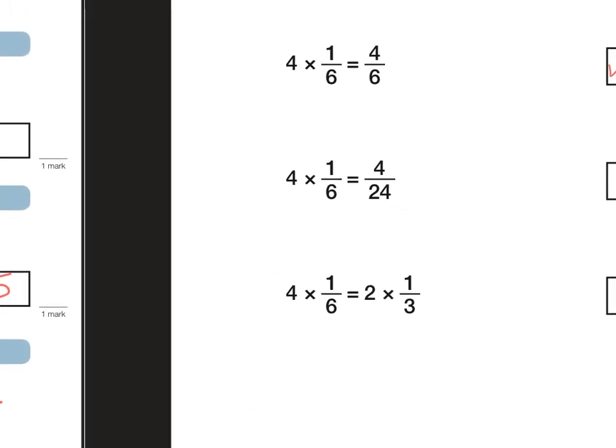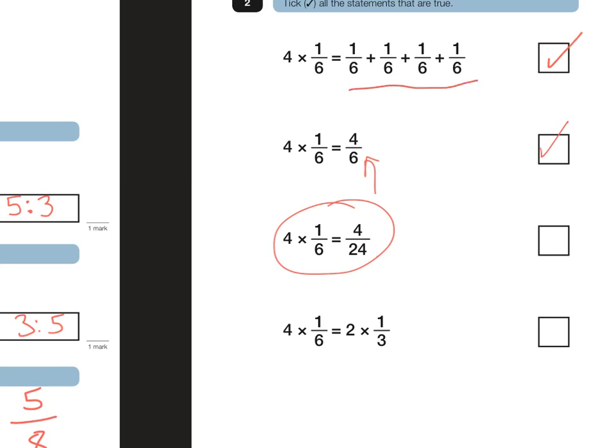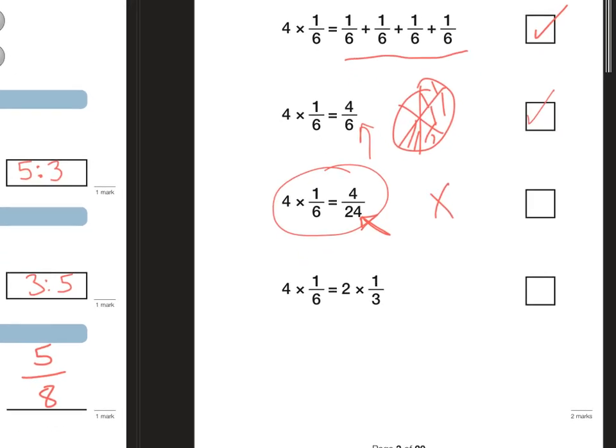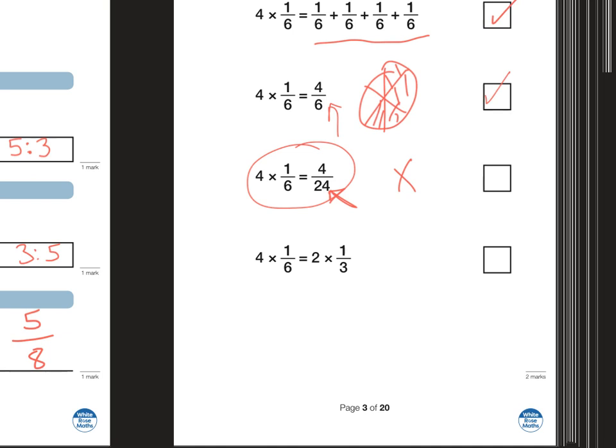Now, some of us got a bit confused here because if the top one here is true, this one can't be true. A sixth plus a sixth plus a sixth plus a sixth, if I had it as a diagram, I've just got 4 sixths. My pieces haven't suddenly become 20/4. My denominator stayed the same, so this is not true. And the last one was trickier. 4 lots of a sixth, we already know to be 4 sixths. But for those of you who know how to simplify, you could halve both of those and get 2/3, which is the same as this one.